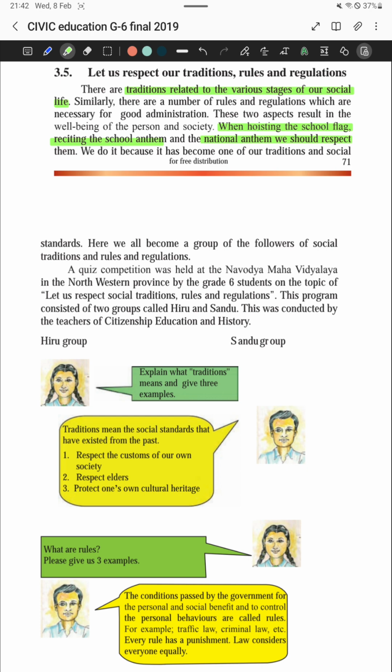But rules and regulations are created by the people. For example, you must stop the vehicle at the red light, and you must move your vehicle at the green light. Likewise, you have many rules and regulations. You should not drive on the right side, and you must walk on the right side. You should not wear colored uniforms to school; you must wear the school uniform. Those are the rules and regulations that you can find in society.